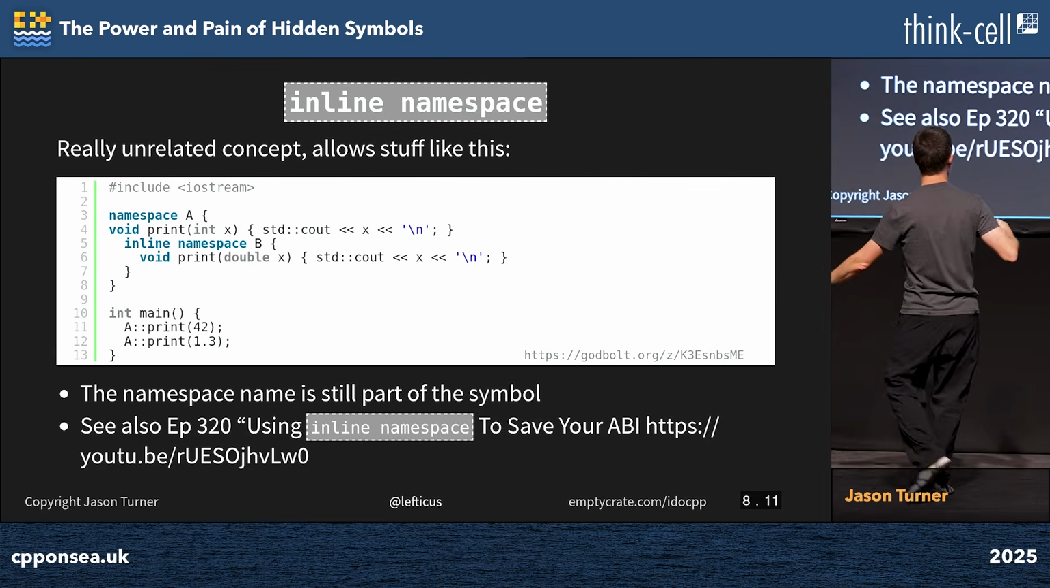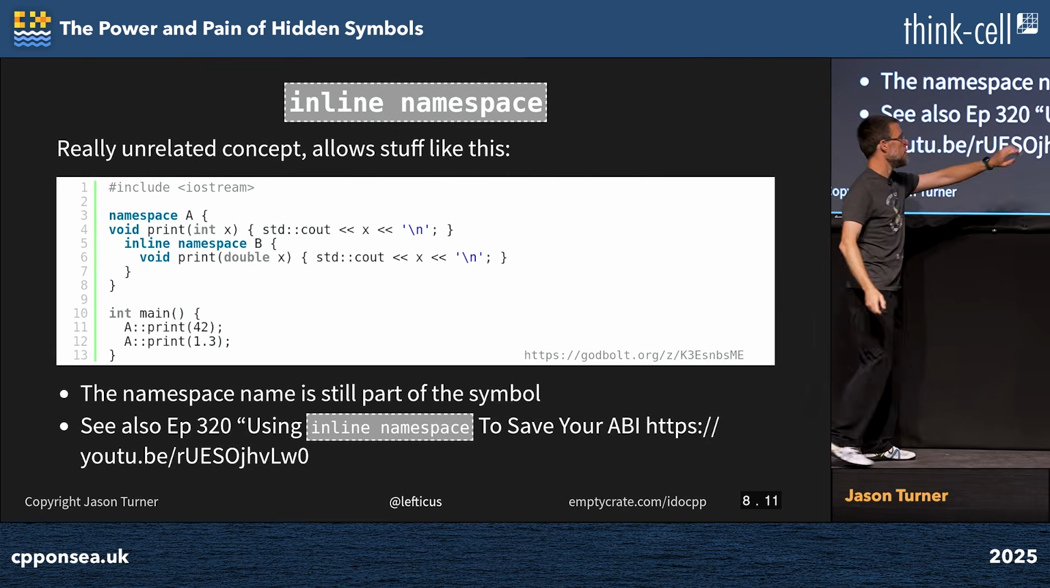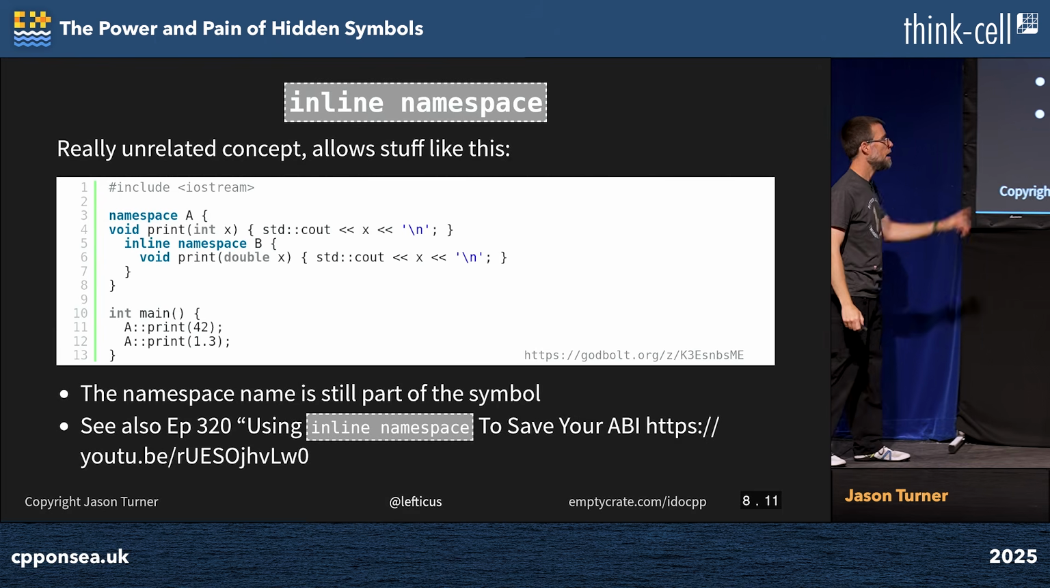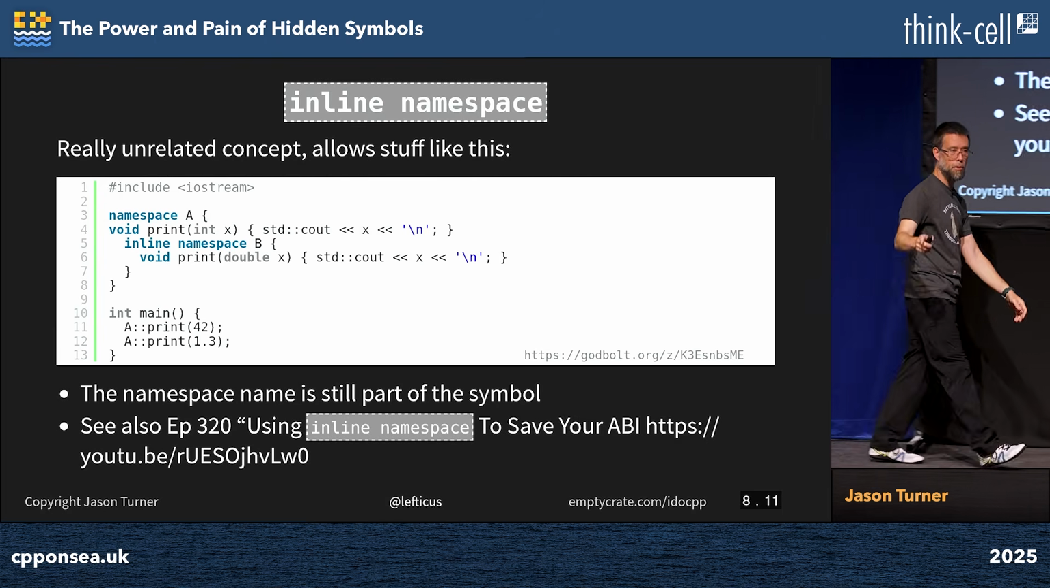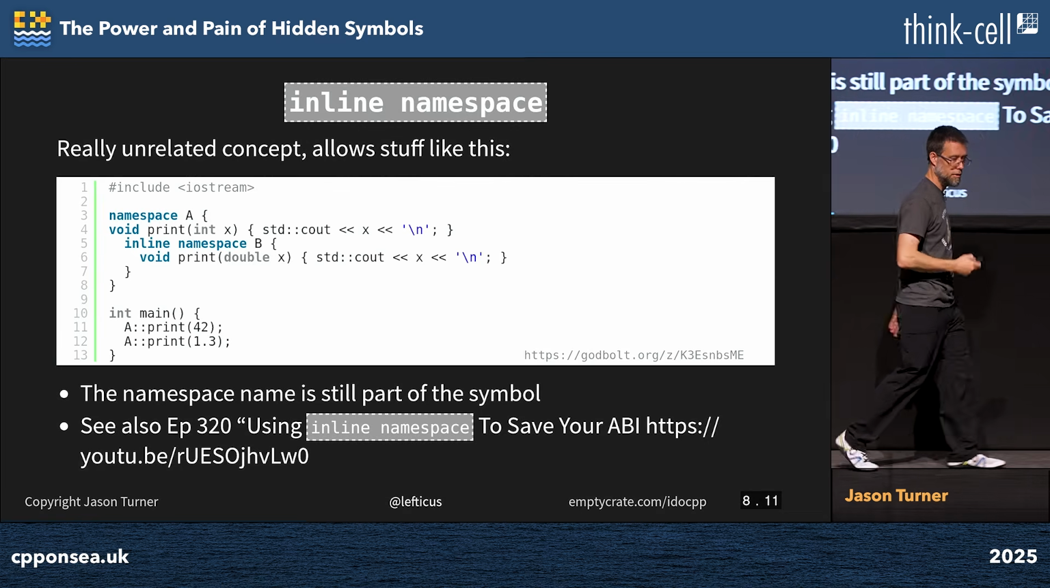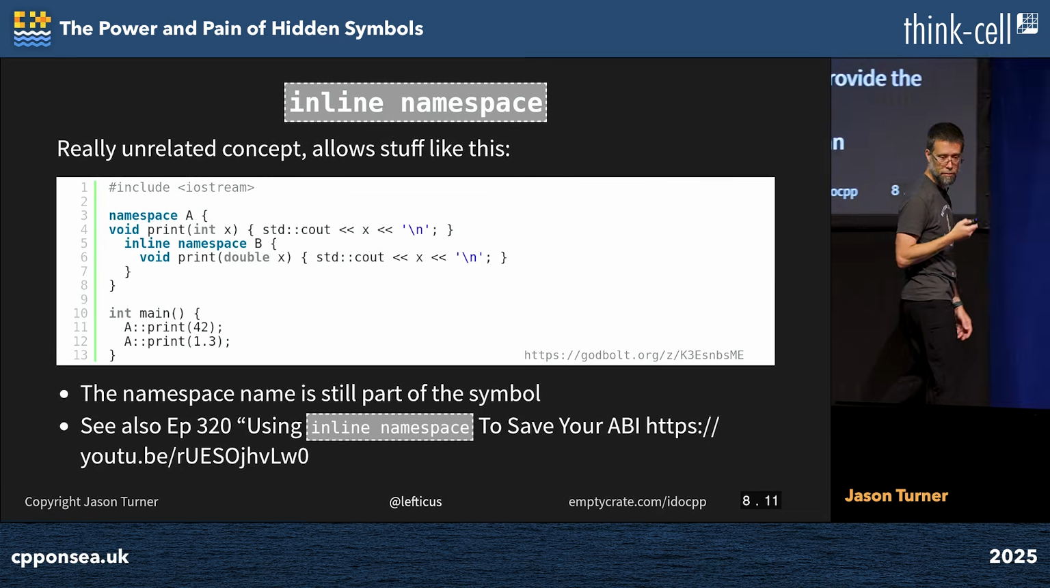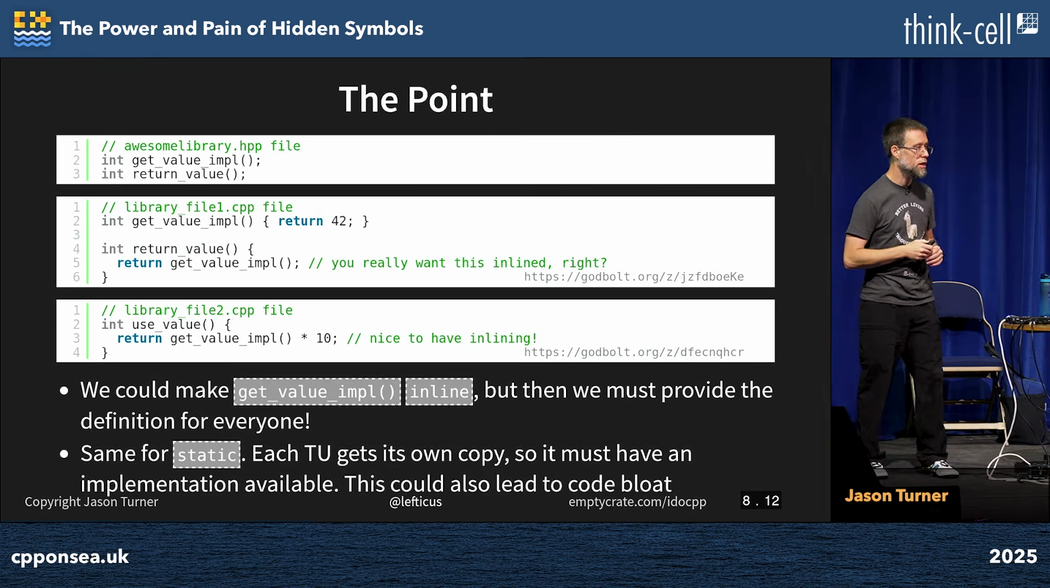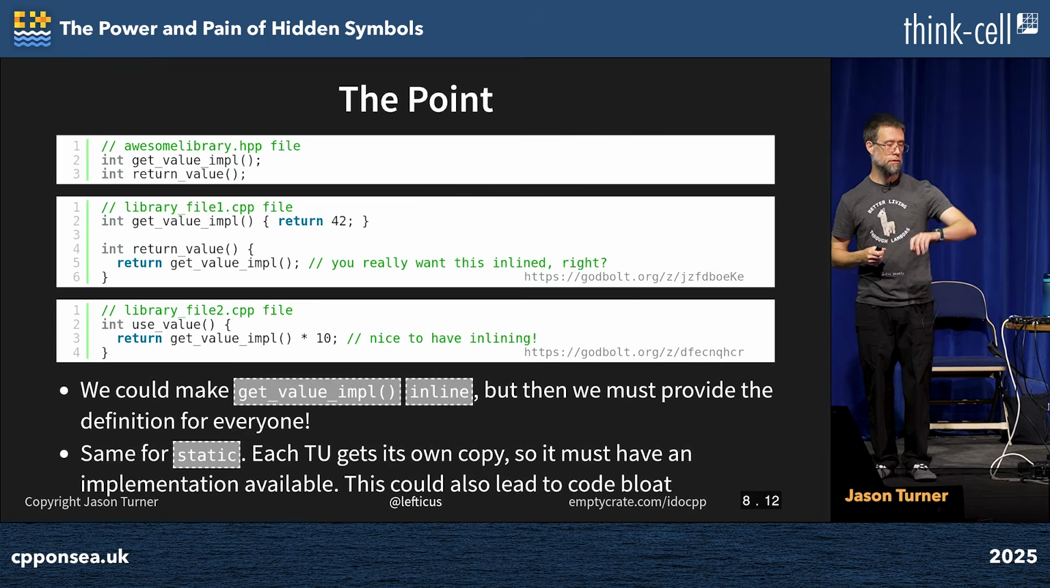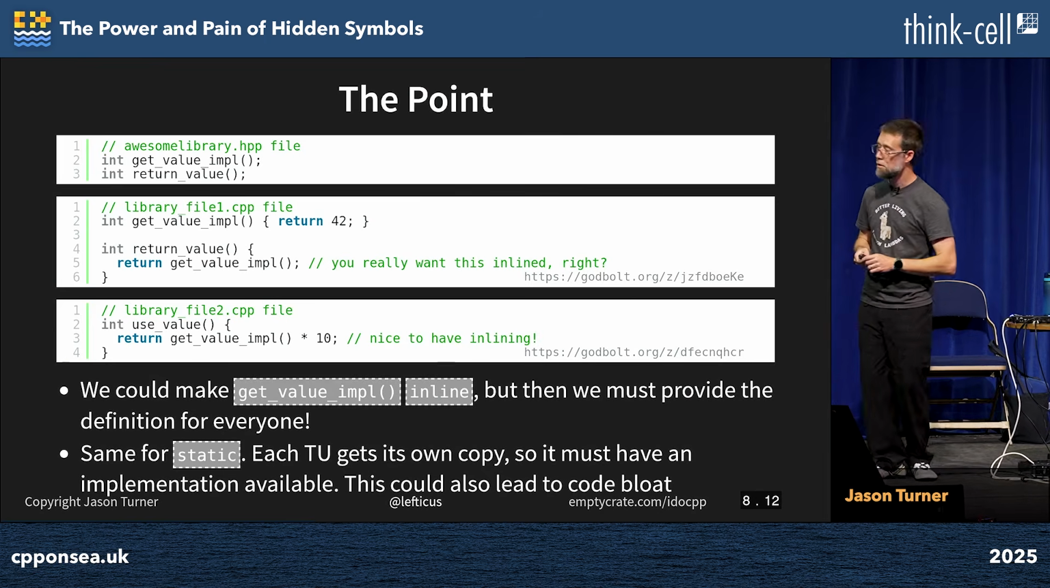So I did this episode a long time ago using inline namespace to save ABI. I've never actually deployed code that uses this, but there are people here that can testify that it does what it's supposed to do. Okay, so here's the point of this talk. It only took 30 minutes to get there.